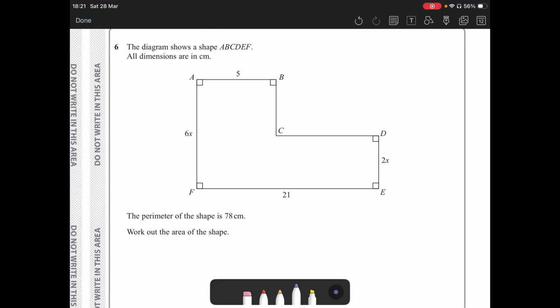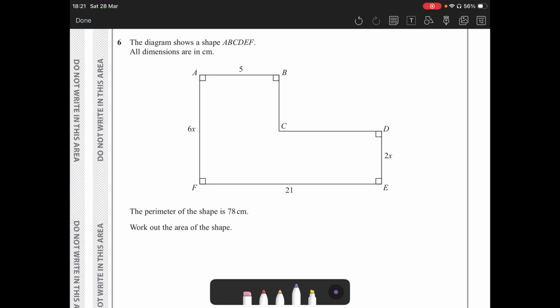Number 6, we've got a shape, all dimensions in centimeters. So they're not bothering with units. Perimeter 78. Okay, so let's work out some missing sides first. This side and this side have to add up to this side on the left. So if this side's 2x, I'll need to add another 4x onto it to get a total of 6x. So that's my first missing side.